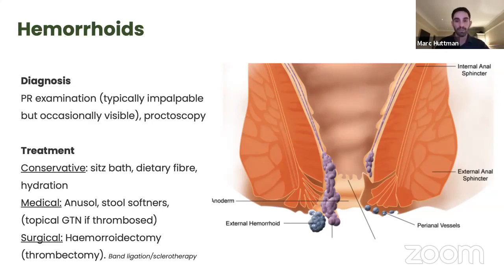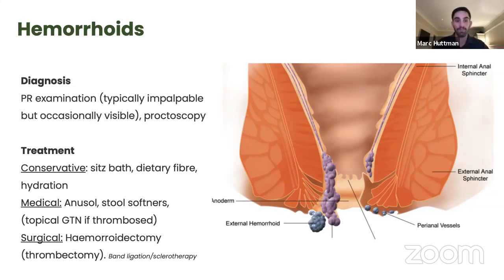Medical, the same sort of topic. You want stool softeners in order to decrease how firm the stool is, and therefore decrease the straining that's needed in order to have a poo. Anusol is basically a topical anesthetic and a soothing agent which you put on the hemorrhoids themselves, which can relieve those itching symptoms, or sometimes the low-key bleeding symptoms as well. If they're thrombosed, i.e. the blood that's in them has clotted off and it becomes extremely painful, you can use topical GTN, glycerol trinitrate.